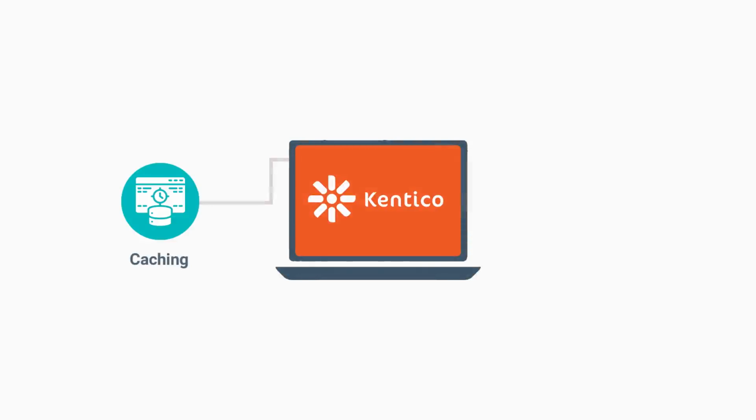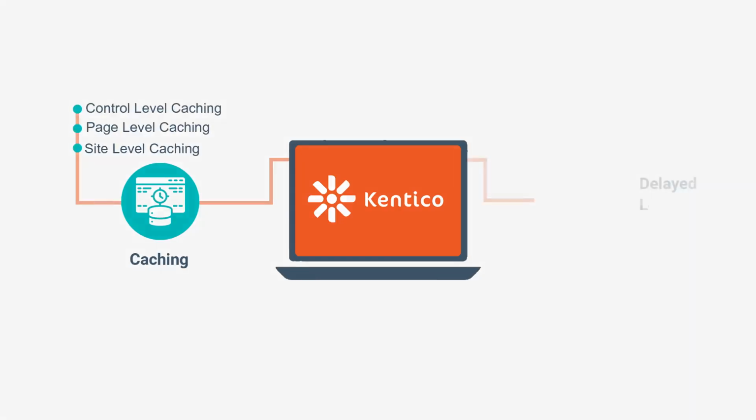Caching. Kentico has put a great deal of development into providing multiple ways to cache your application. Site-level caching, page-level caching, control-level caching, delayed loading. Kentico allows the developer to delay loading controls involving certain changing variables, which are impossible to actually cache.